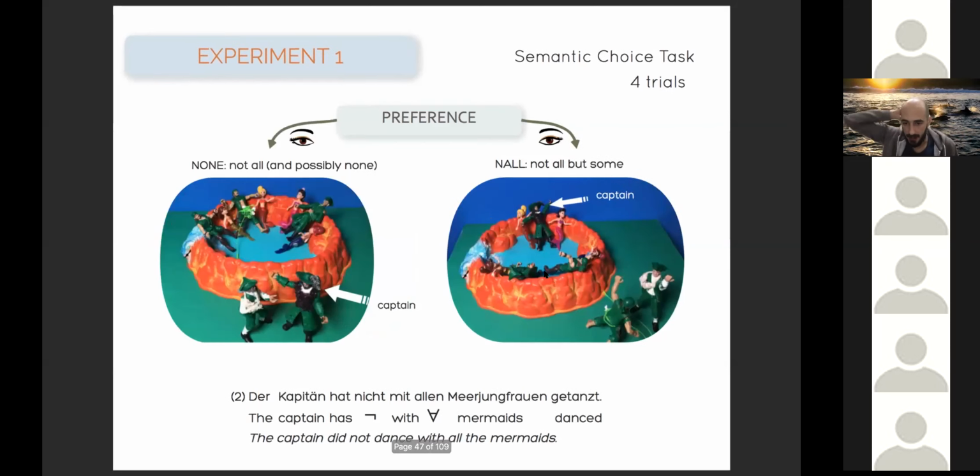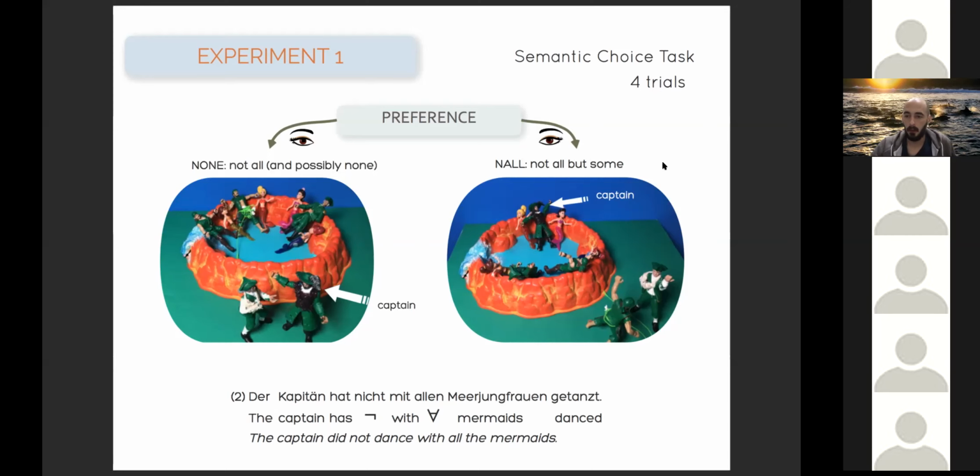Okay, and then as a last condition, we had this preference condition where we put the two possibly true contexts one next to the other. If you do derive the implicature, then you should prefer the context where the captain is dancing with not all but some. But if you do not derive the implicature, then both contexts are fine with you, and you could choose any of them. So this is a further test, not only to test if you have a strong preference for the implicature, but also if you have a preference for one of these two contexts in general.